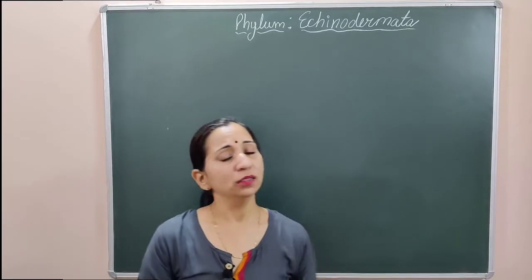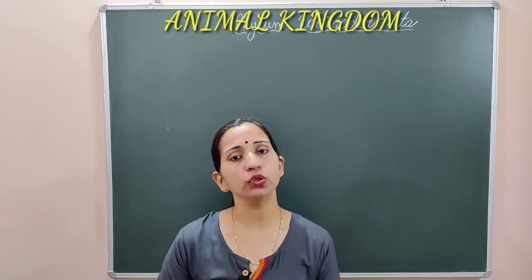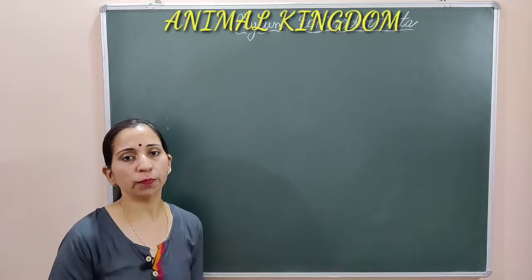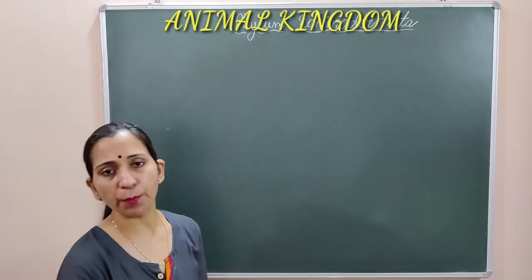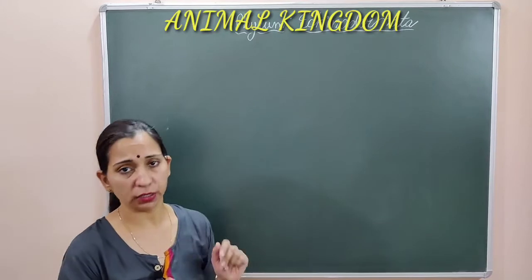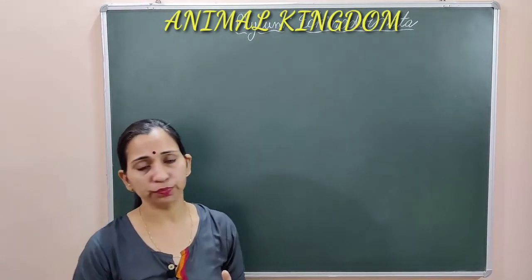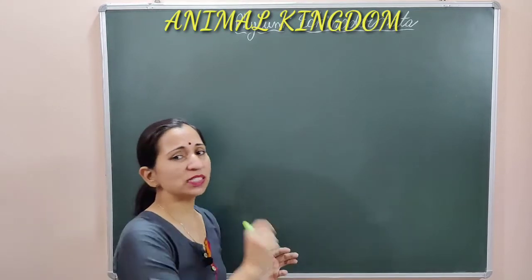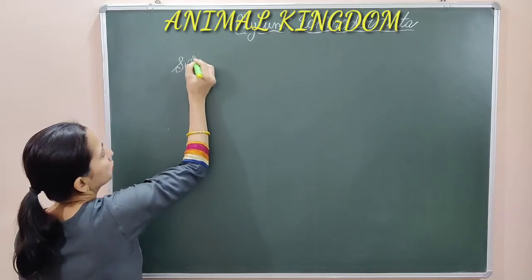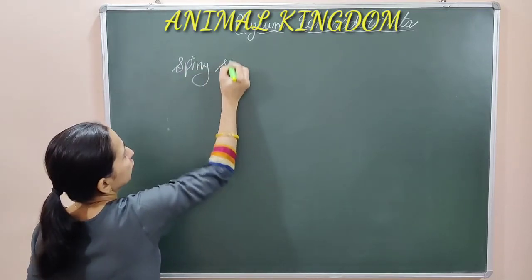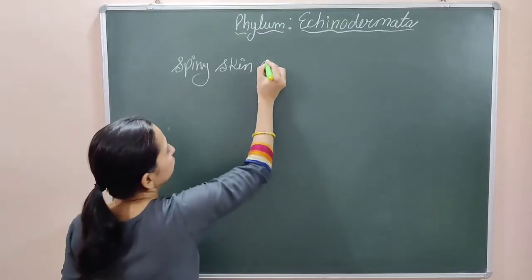Hello students. Now we'll discuss the next phylum of the animal kingdom, which is Echinodermata. So let's start our topic on Echinodermata. सबसे पहले इस नाम का मीनिंग देखते हैं. Echinos means spiny and dermata means skin. The word dermata comes from the dermis. So it means spiny skinned. These are the spiny skinned animals.